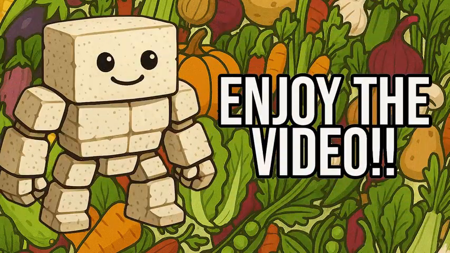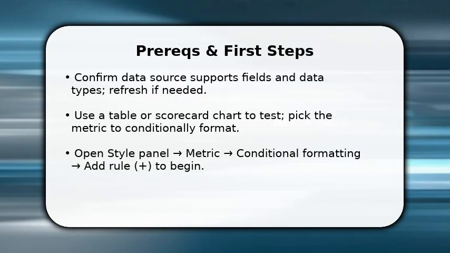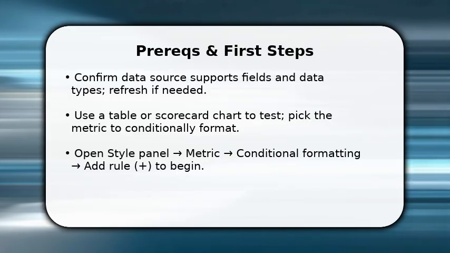Please enjoy the video. You start by confirming your data source has clean fields and correct types. Once done, refresh the connector to avoid stale schema issues. Next, add a chart, use a table or scorecard to target the visual you want to format.